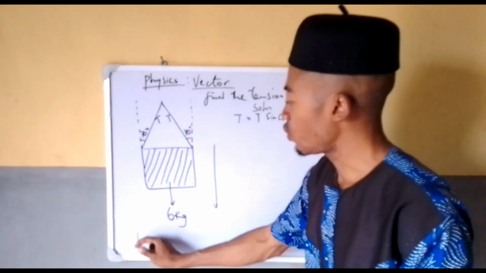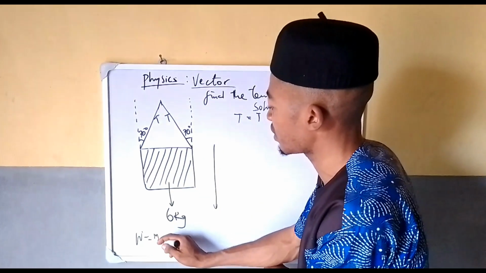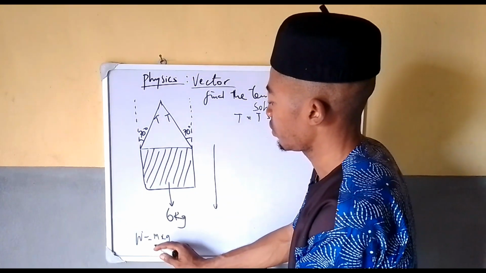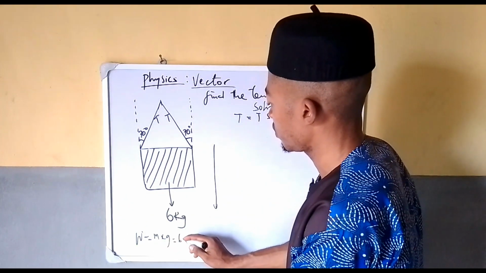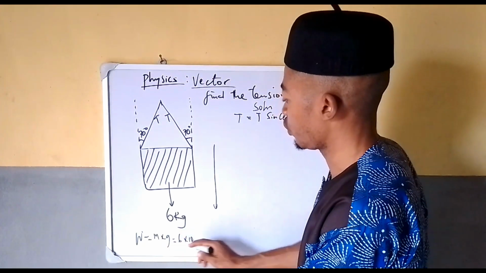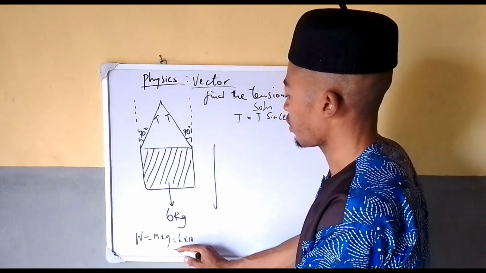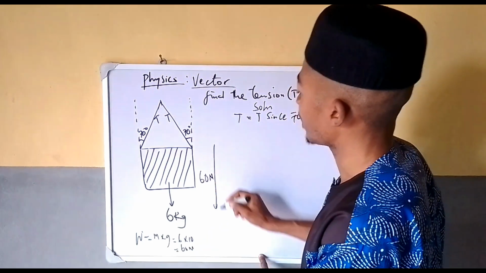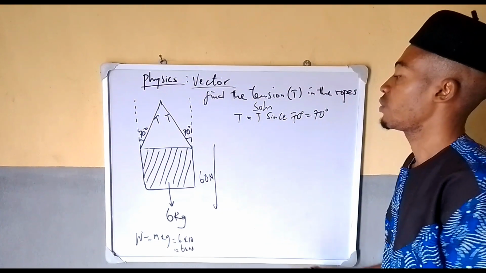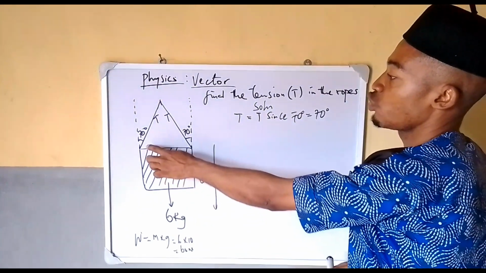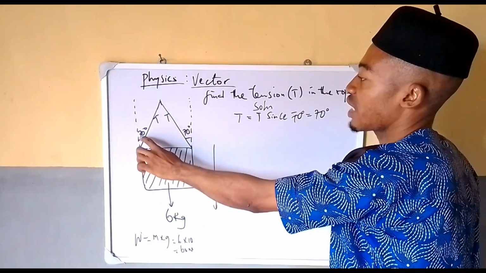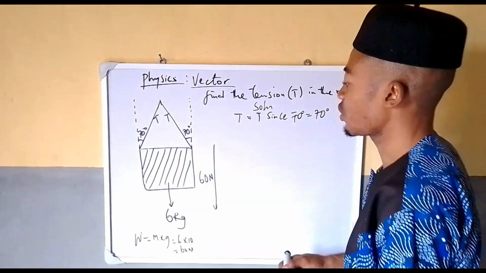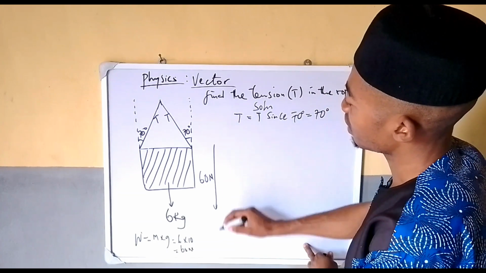Remember that weight is equal to mass times acceleration due to gravity, which is 6 times 10, if we take our g to be 10 meters per second squared. So we have our weight to be 60 Newton. That's the weight of the bag. Then we are told that the first rope is inclined at what angle? At angle 70 to the vertical line. You can see the vertical line, and this force here is a vertical line as well.